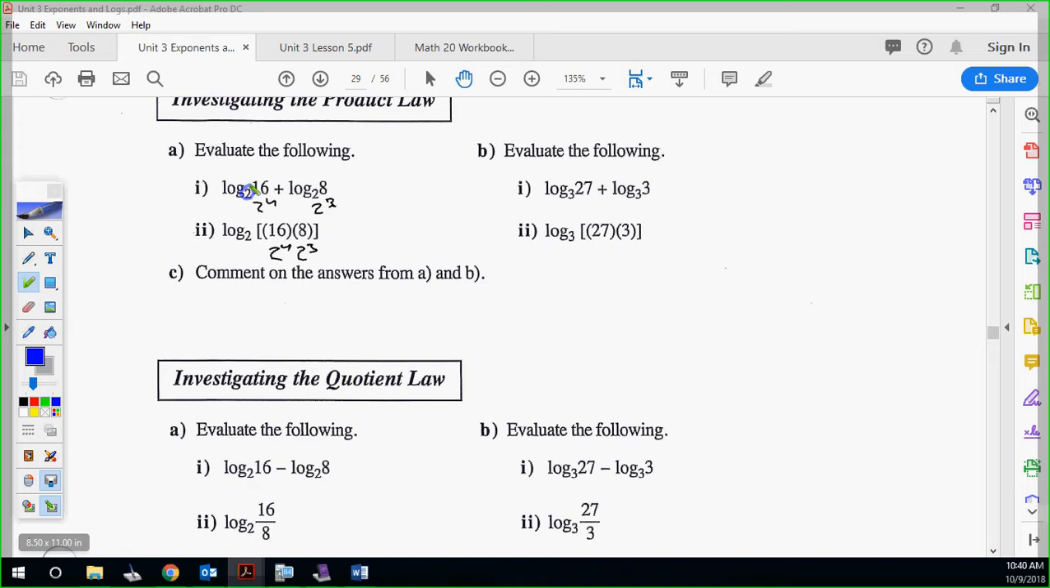Anything else? This is just the beginning. We're investigating here. So that's what the product law looks like. So comment that they're the same answer.